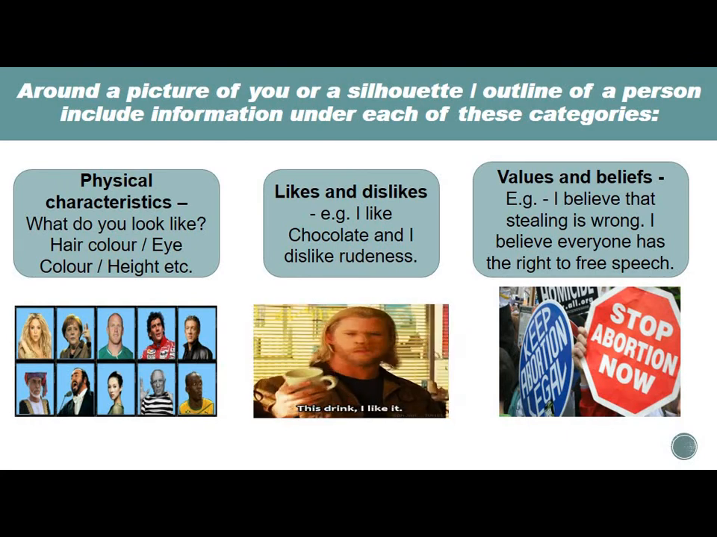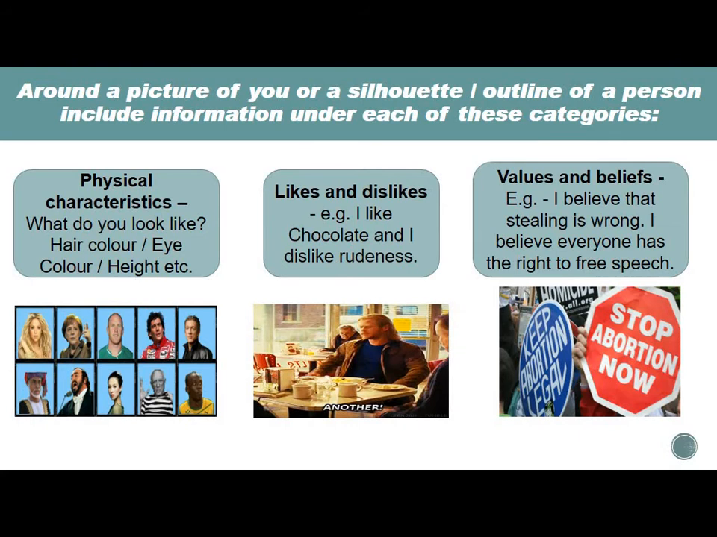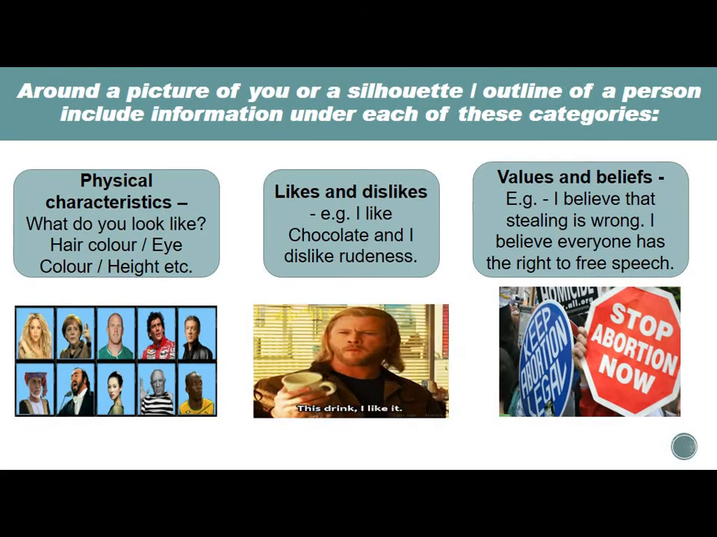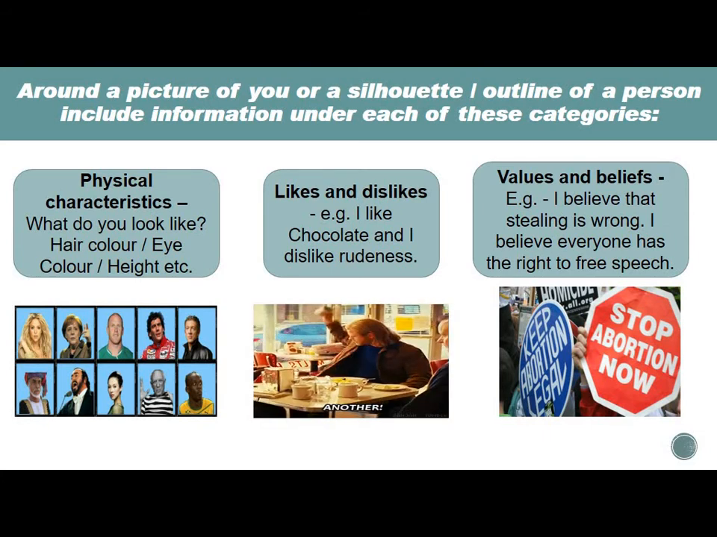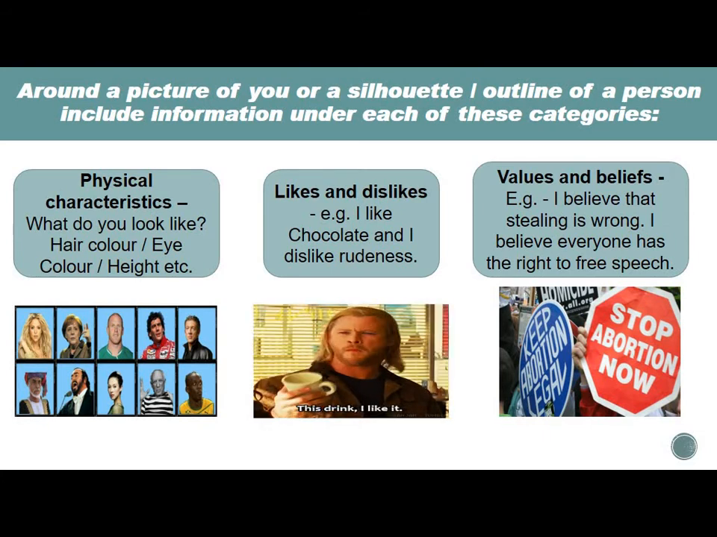First of all, I want your physical characteristics. What do you look like? Is your hair colour brown, eye colour brown, height, so 5'10", 6 foot. Then your likes and dislikes. I like chocolate and I dislike rudeness. I like rugby, I like dancing. I dislike baked beans. Any likes or dislikes you can think of.